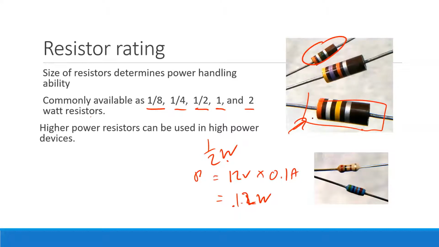If you're just looking at something like a little toy car, then you can probably get away with 1 watt or 1/2 watt resistors. But if you've got something really big, like a lawnmower, then you're going to need big resistors in it. So that's all the stuff about resistors.